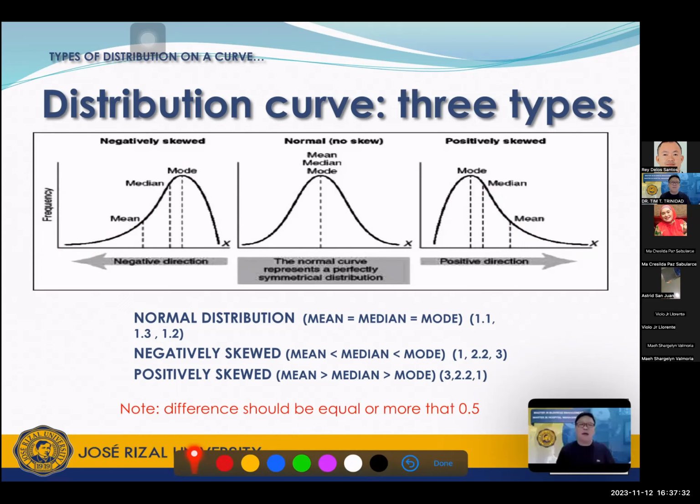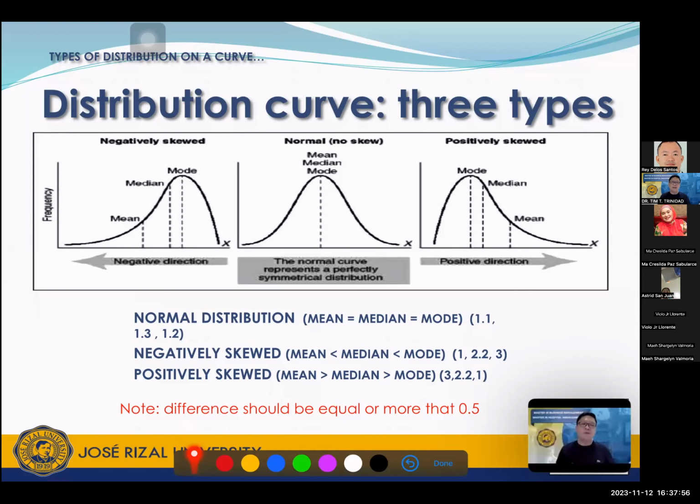So if you computed the values of your mean, your median, and mode, and you found out that their values are the same, what will be the expected distribution of your data? Normal. So it becomes normal.